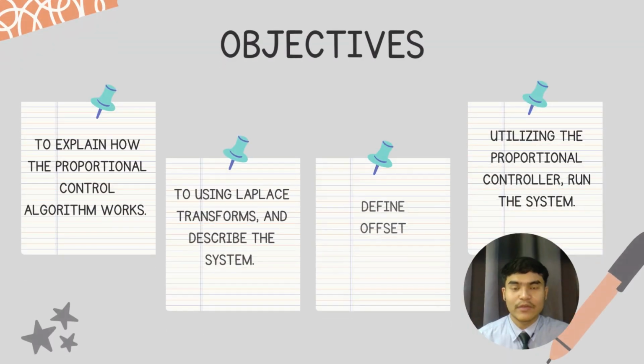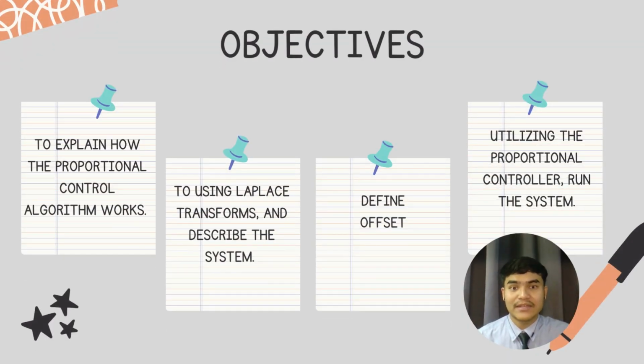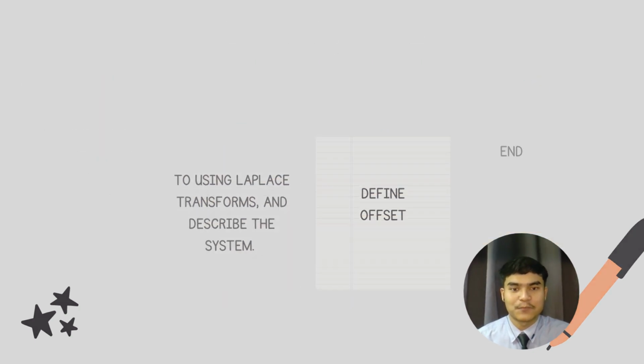In the objective, we have found 4 main objectives that need to be highlighted in running this experiment. Number 1 is to explain how the proportional control algorithm works. Second one is to use the Laplace transform and describe the system. Third one is to define the offset. And the last one is utilizing the proportional controller and running the system.